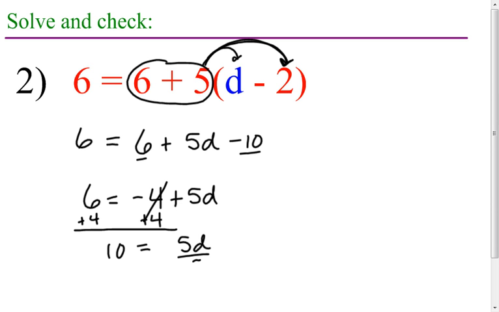And then, of course, to solve for d, I need to do the opposite of multiply, which is to divide. And so d will be 2.